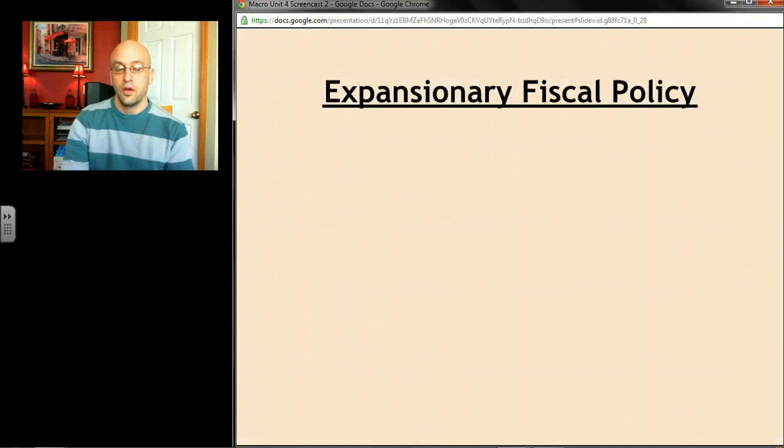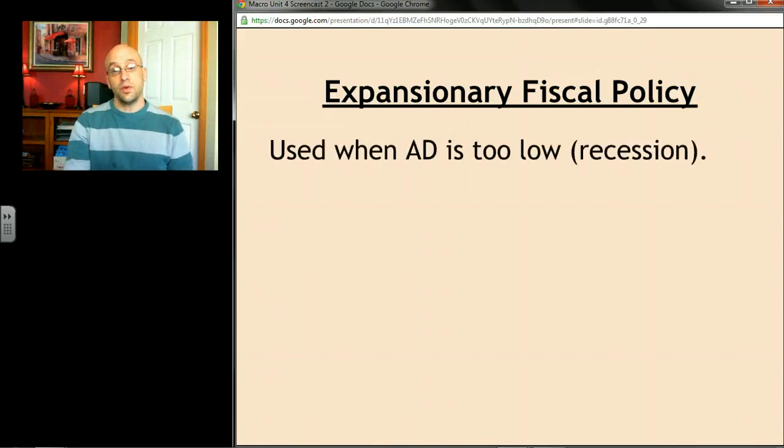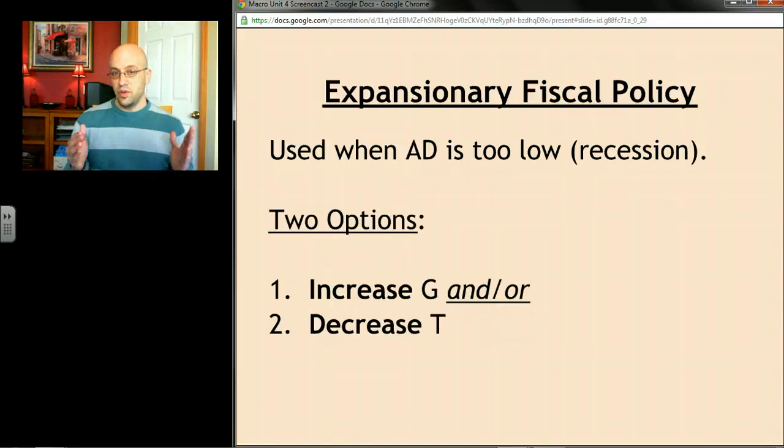All right. So when the government wants to push aggregate demand to the right, when it wants to increase aggregate demand and make GDP go up and employment go up, it uses what's called expansionary fiscal policy. And I think of the word expansionary simply as making bigger, right? We're trying to make GDP bigger, we're trying to make employment bigger. So it's used when aggregate demand is too low, when GDP and employment are too low, we call that a recession. And it takes those two tools and it uses them in a specific direction.